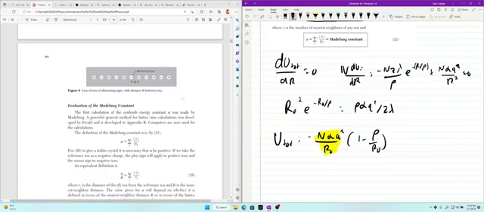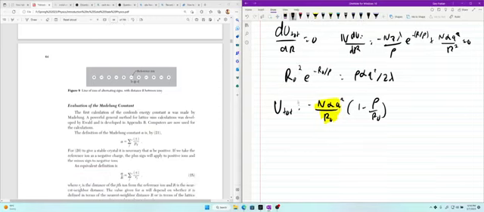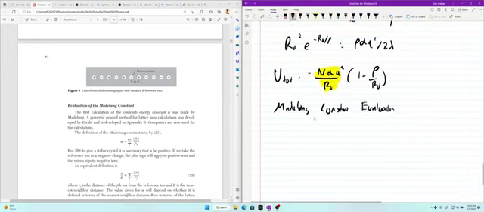Okay. So, now we want to evaluate this Madelung constant. Madelung constant evaluation. Let me take a sip of my tea. Okay, so remember, it's alpha, and alpha is the sum over j of plus or minus pij.